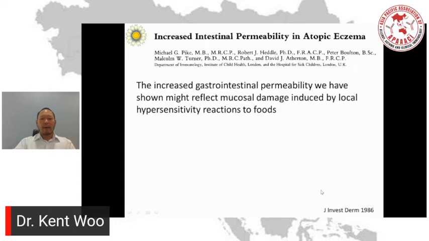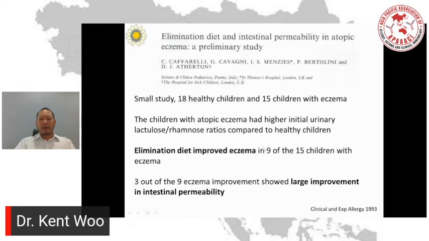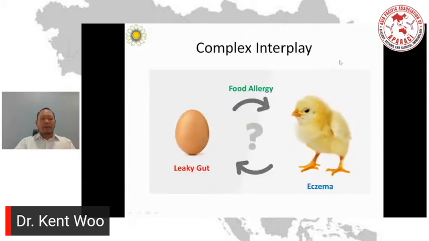They hypothesized that this might reflect mucosal damage by a local hypersensitivity reaction to foods. Then the same group followed this up with a publication in 1993. Again, very small numbers. It had 18 healthy children and 15 children with eczema. And this study showed that elimination diet improved eczema in 9 of the 15 children. And 3 of the 9 eczema-improved children showed huge improvement in the intestinal permeability, which then led to this complex interplay between eczema flare causing increased gastrointestinal permeability, which then leads to increased food allergy.